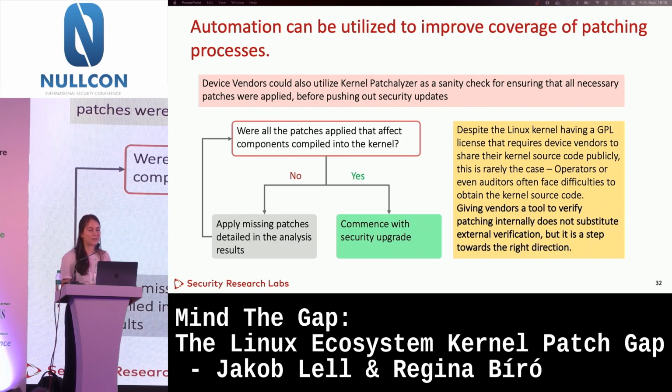However, we saw it during our auditing of embedded devices, and also we know from cellular operators, that this is often not the case, and device vendors simply fail to comply with this and do not disclose the kernel source code. However, if the device vendors themselves have this tool, which is now available, they can perform a sanity check or an internal verification themselves, which might help ensure the security of the ecosystem.